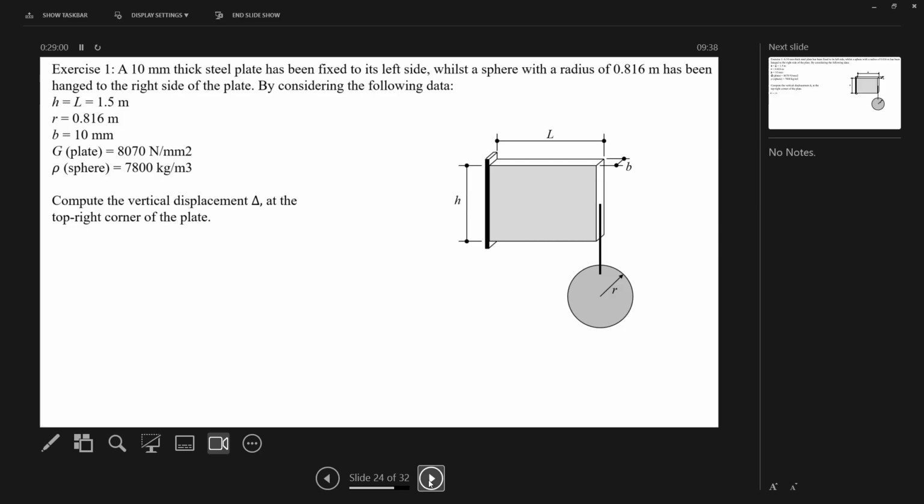I've already given you that in this slide, but just remember, if I didn't give you that, L and H, you should be able to know instinctively what L and H are. Okay. The sphere has a radius of 0.816 meters. It has been hanged to the right side of the plate by considering the following data. L is 1.5 meters.